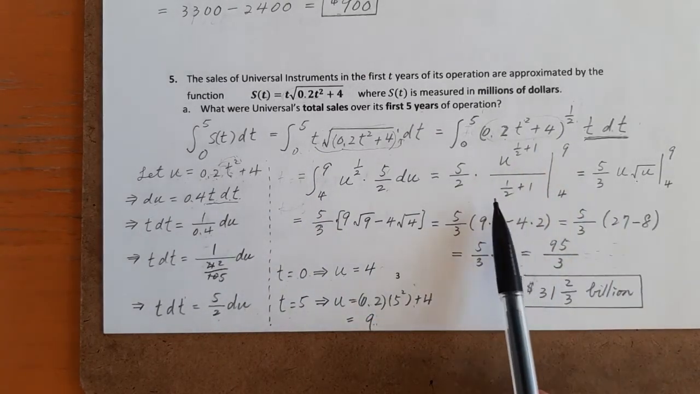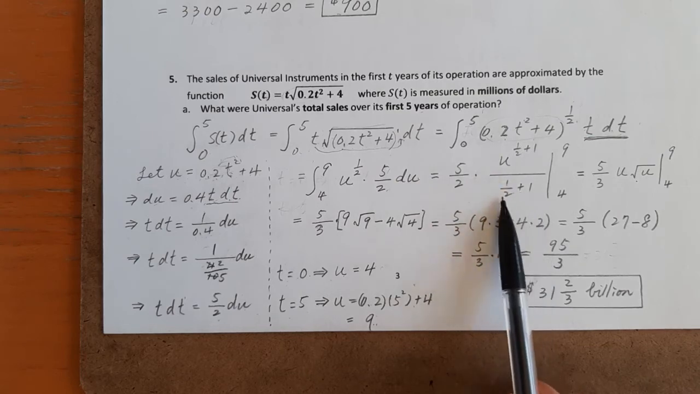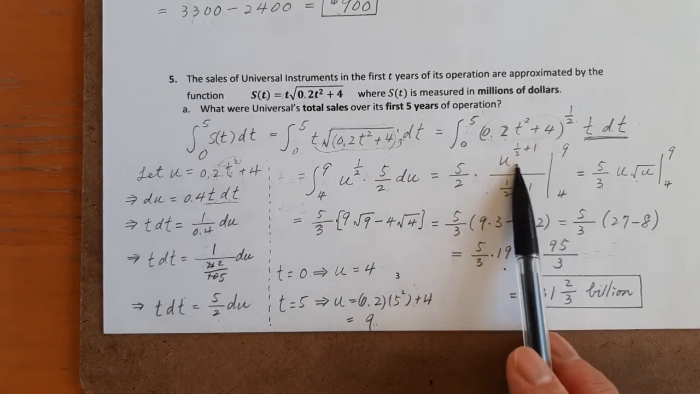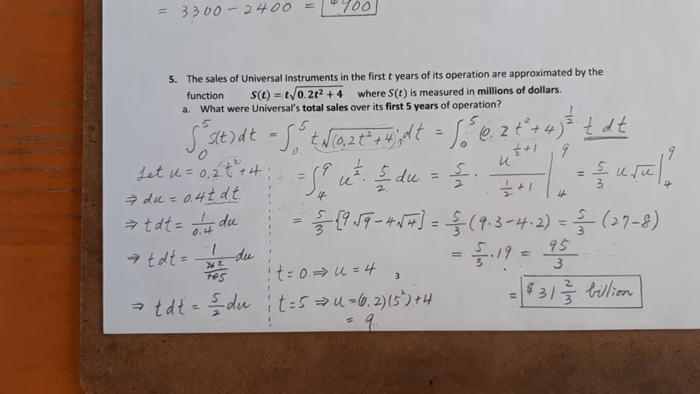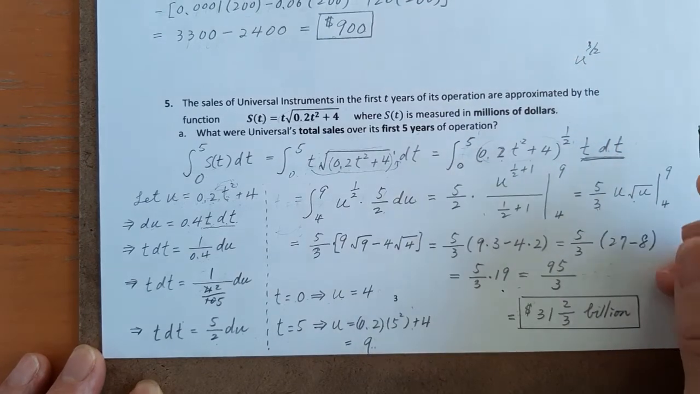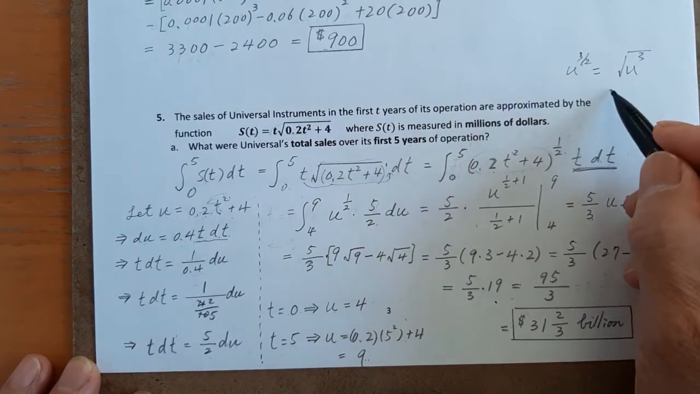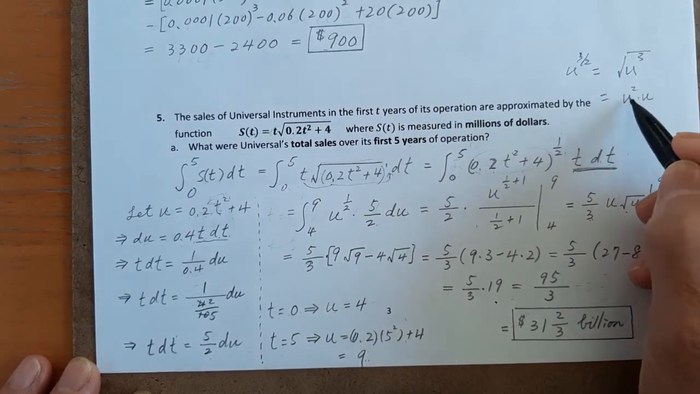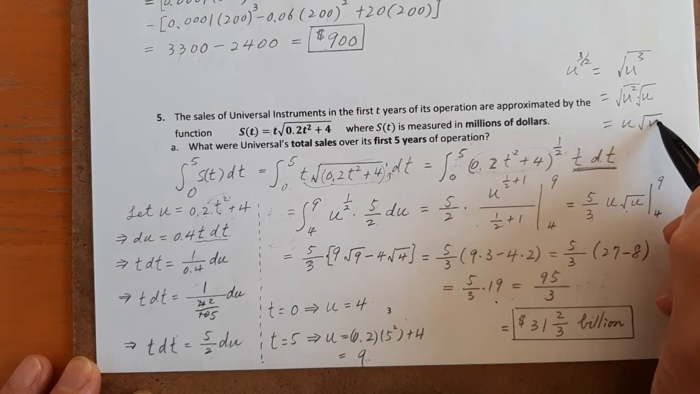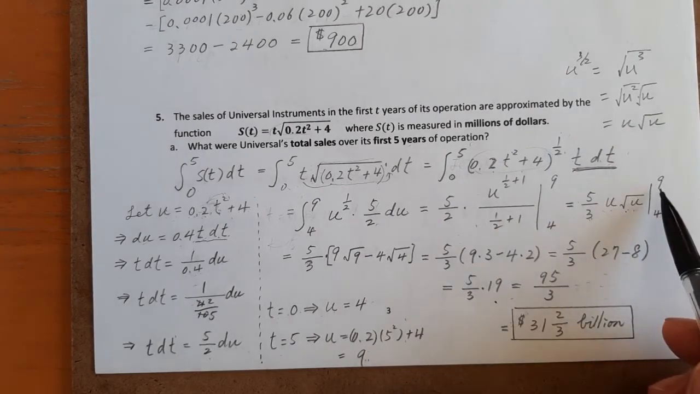You got 5 over 2, and this is 3 over 2. 1/2 add 1 is 3 over 2. Reciprocal is 2 over 3. Cancel 2, get 5 over 3. And this u to the 3 over 2 equals u times the square root of u. So we put u times the square root of u, and u goes from 4 to 9.